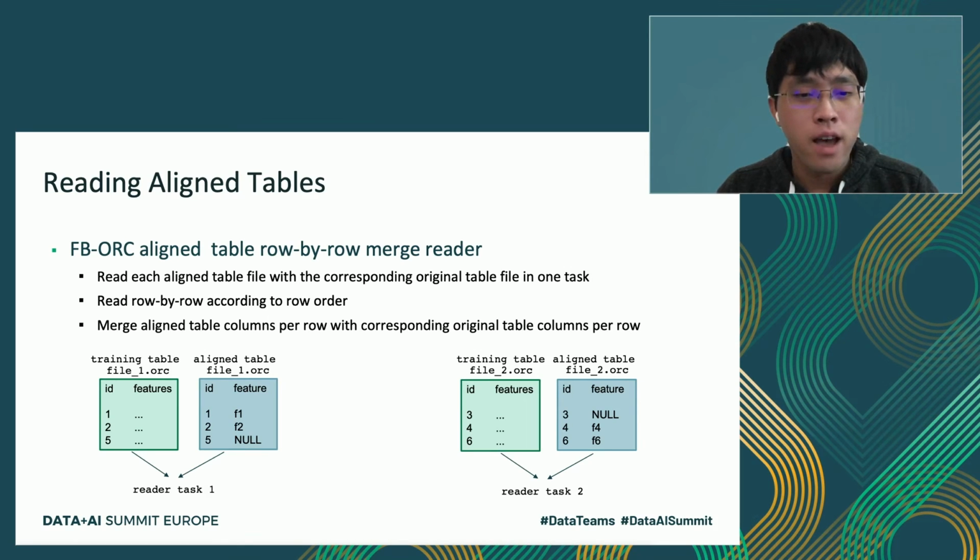As an example here on the left side, reader task 1 will read file 1 from the training table and the aligned table. And for each row, for example, rows with ID 1, 2, and 5, the new features F1, F2 will now be merged into the training table production features column.